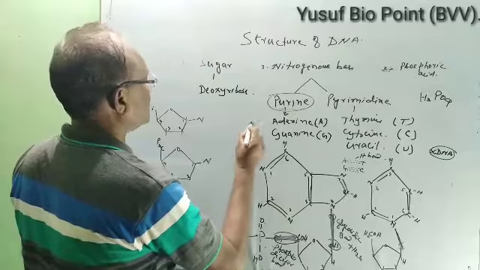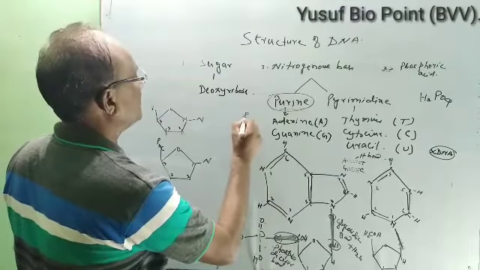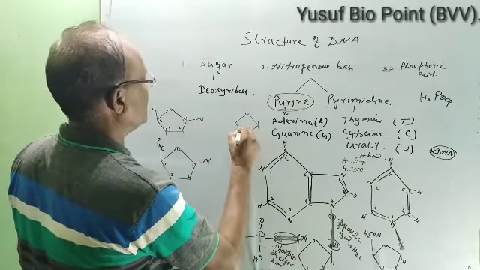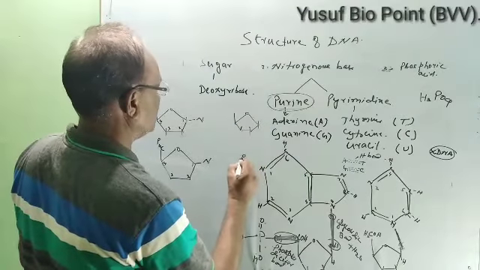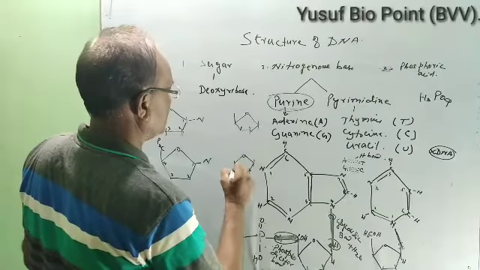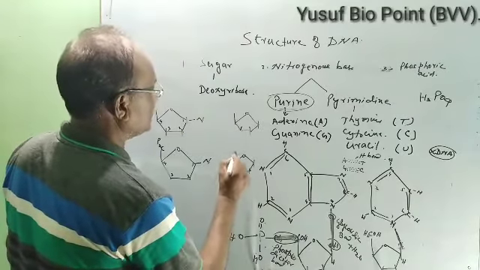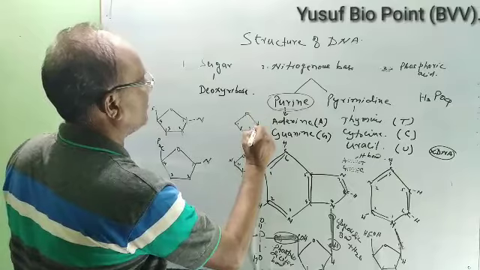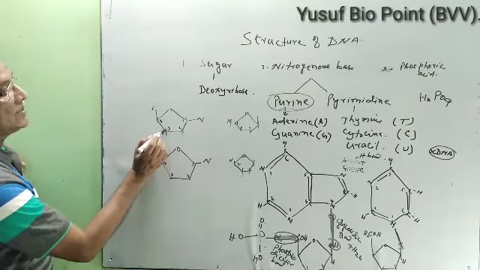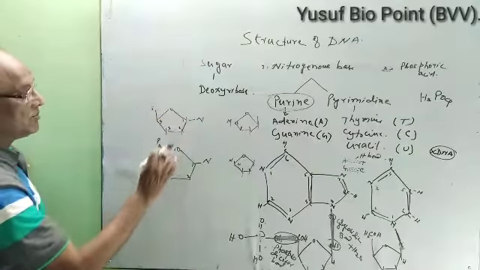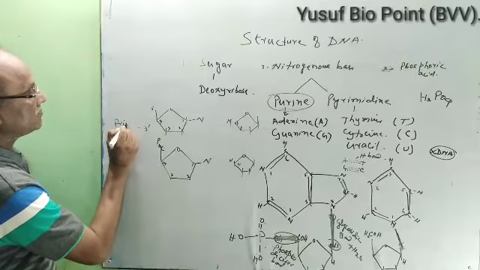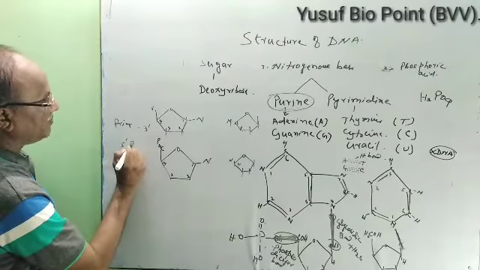Understand? Right, first position, that is nitrogenous base. This is the fifth position. First position, so it is nitrogenous base. This is the third position of the deoxyribose. This is the fifth position, this is known as third prime and this is known as fifth prime.